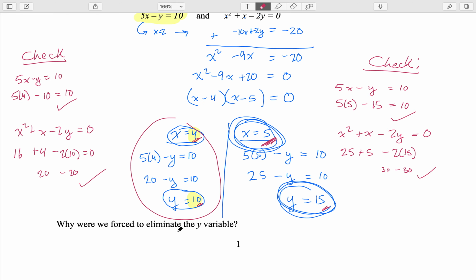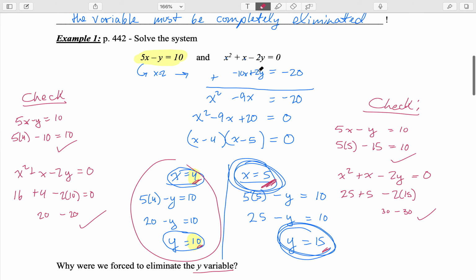So we were forced to eliminate the y variable of this one. It's true. We got rid of the y's, and we got an equation with x. Then we solved for x, and then we subbed it back in. Why couldn't you get rid of the x's instead? Let me say this again.